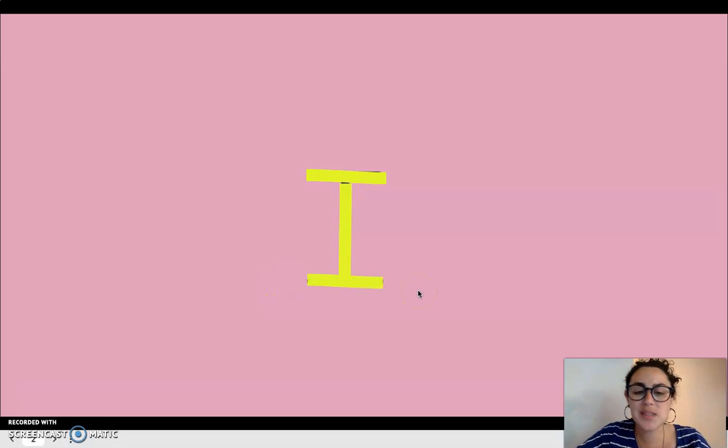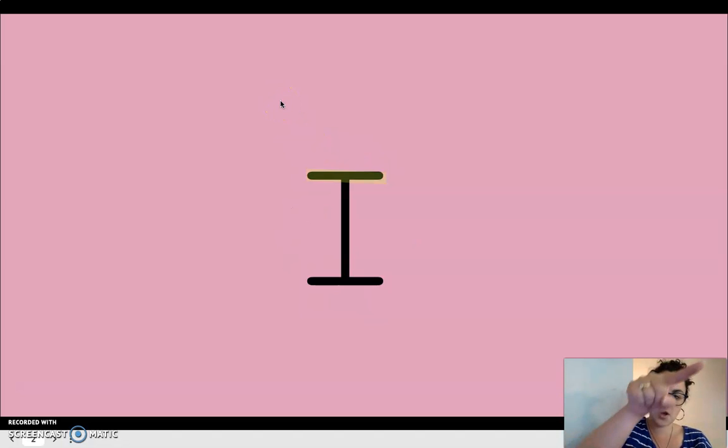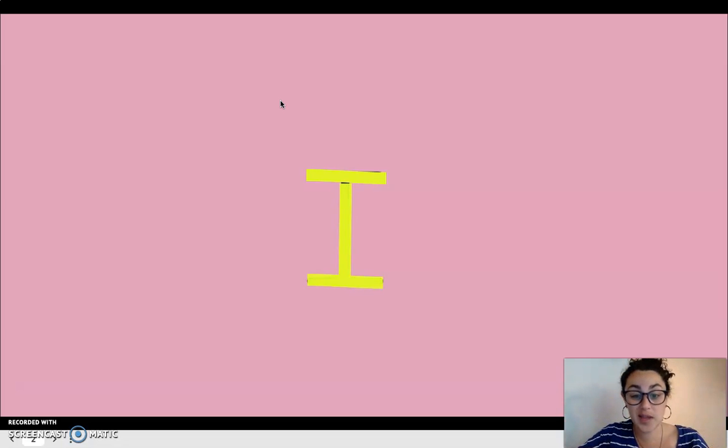You might sometimes see an uppercase I just as the straight line down, but I find that confusing because it looks just like a lowercase L, so we're not going to do that. You might sometimes see it in books, but we're going to make our uppercase I look like this. So let's write it in the air. Across, down, across. That's an uppercase I.